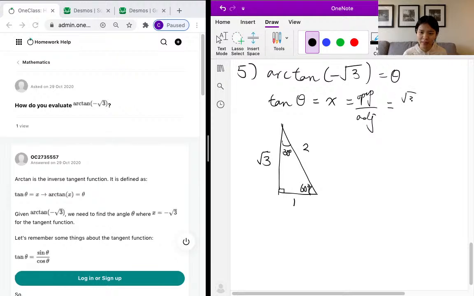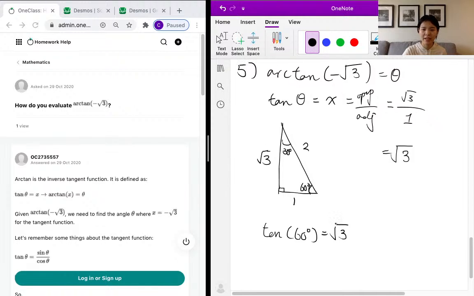This is the opposite. And the adjacent side of 60 degrees is 1. This is the adjacent. So tan of the angle 60 degrees is equal to root 3. However, we're not looking at the arctangent of negative root 3. Let's just write down here: the arctangent of root 3 is equal to 60 degrees.